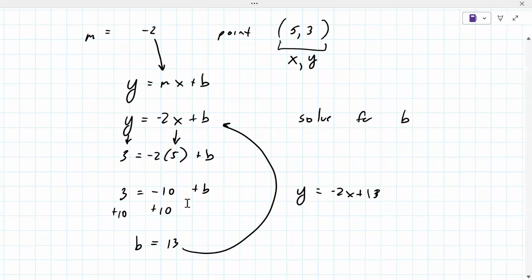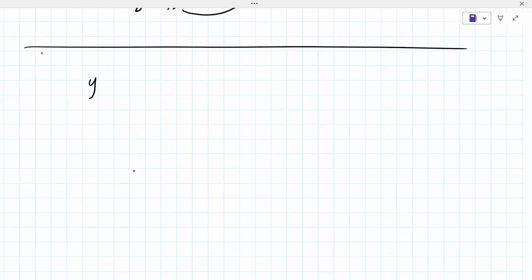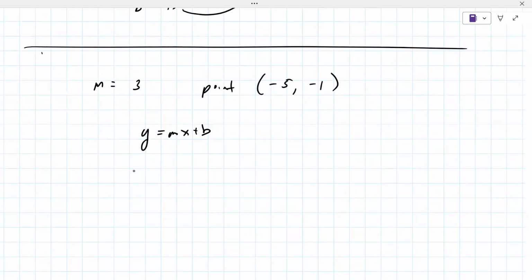All right. Did you get this down in your notes? Yeah. All right. So let's do another problem here. Let's do another mx plus b problem. Let's say the slope is 3, but this time it goes through the point (-5, -1). Okay. So y equals mx plus b. What goes in for m? 3. Yeah, there you go. So it's y equals 3x plus b.